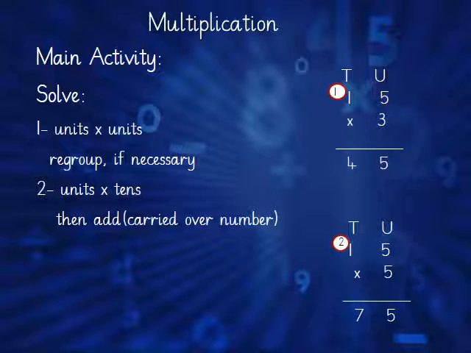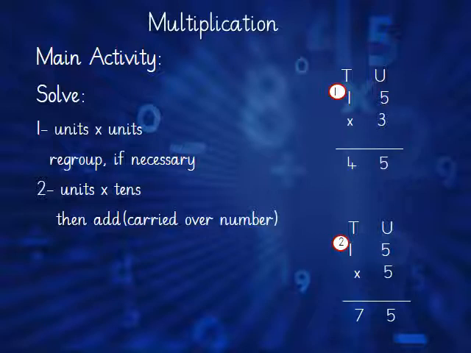Moving towards the next sum, 15 multiplied by 5. Follow the first step. 5 multiplied by 5 is equal to 25. 5 will come at units place, and 2 will be carried over at tens place. That has been encircled over here. You can see very clearly.